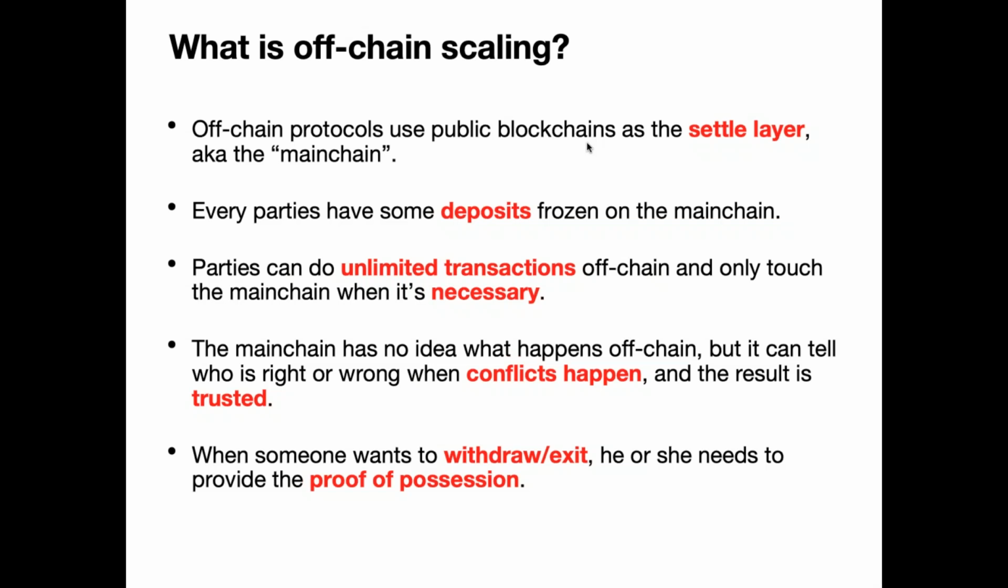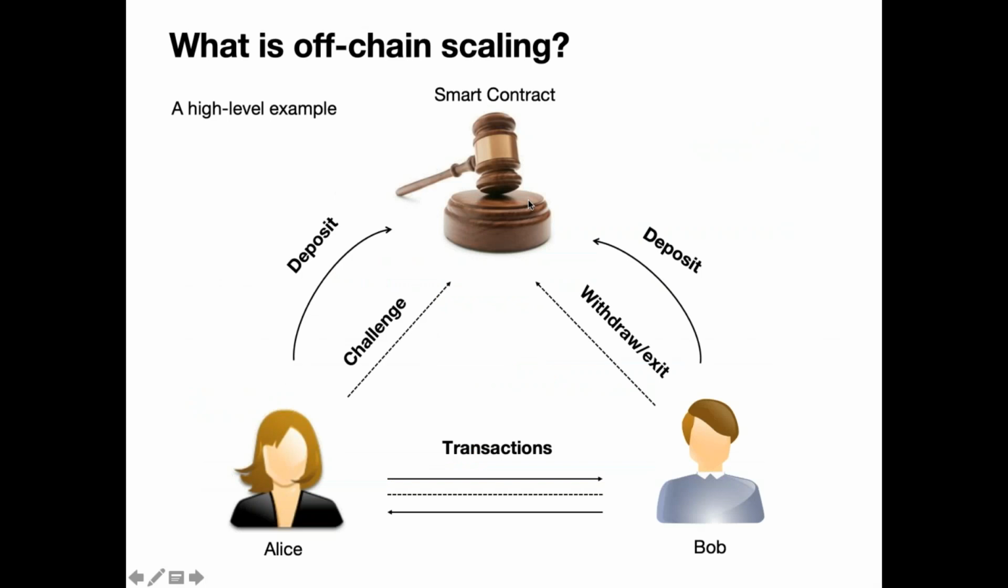So am I making any sense? And if I'm not, I'll show you an example from a high level. So here, I'm gonna introduce a new concept, the smart contract. I assume many of you have heard of it. And all you need to know is that it's just a bunch of code deployed on the main chain, and it can bridge the gap between the main chain and the protocol.